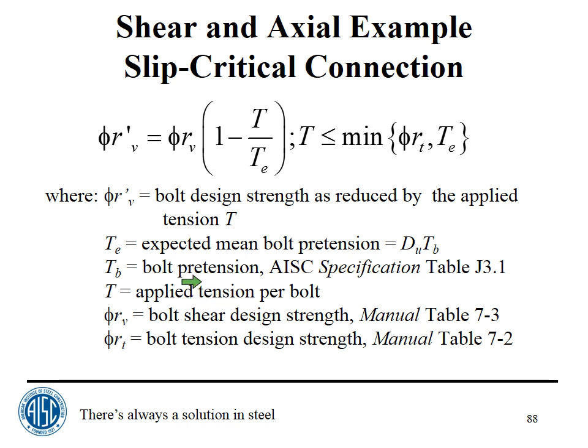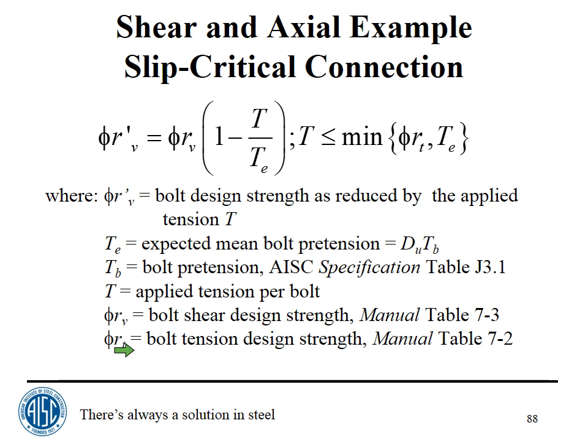T is the applied tension per bolt, or the required tension per bolt. And phi R sub V is the bolt shear strength, manual table 7-3. That's the nominal slip critical shear strength, including hole factors and slip factors and all of the quantities that go into the specification J3.8. And this phi R sub T is the bolt tension design strength, which you can get from manual table 7-2.